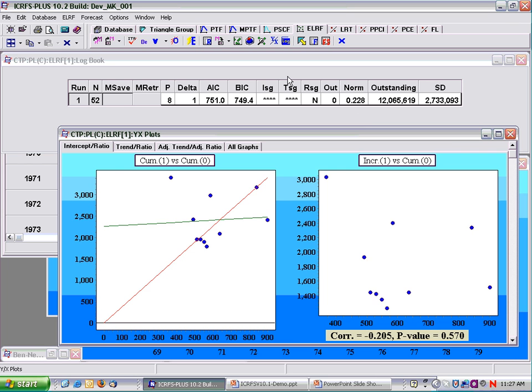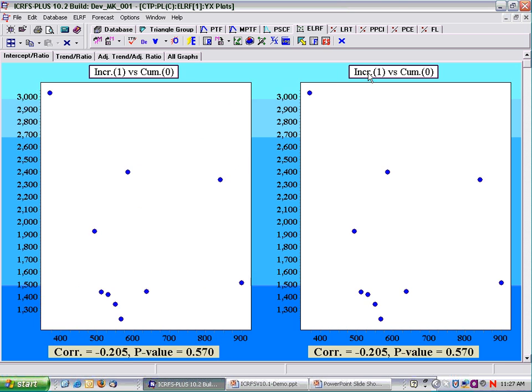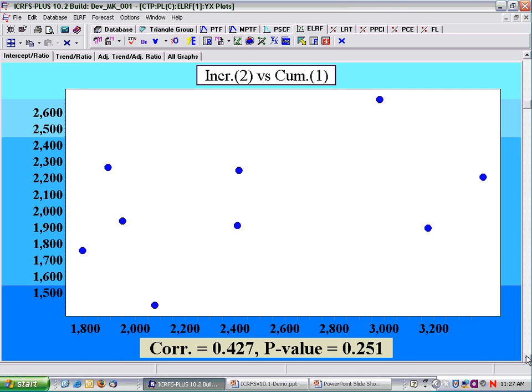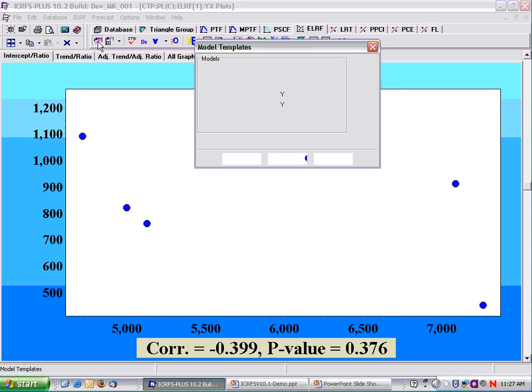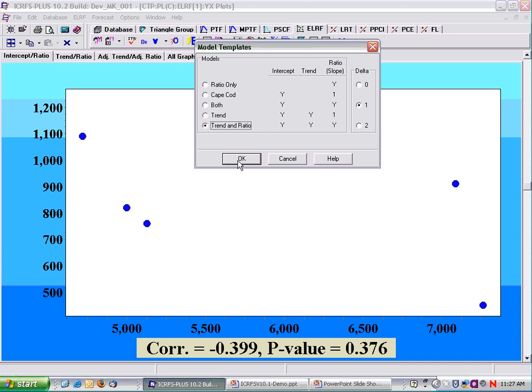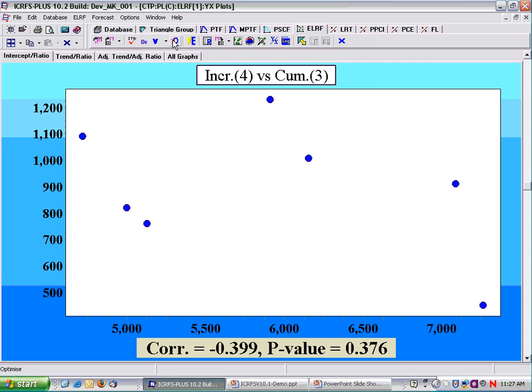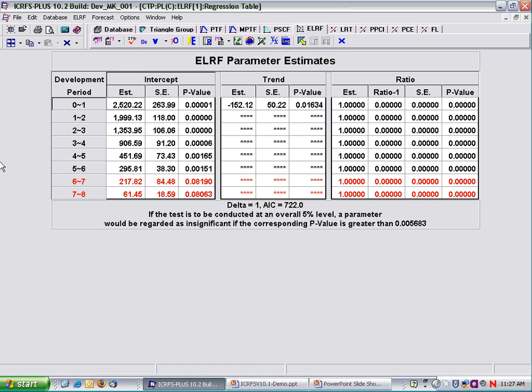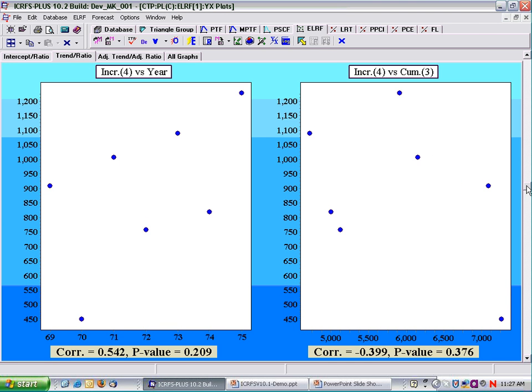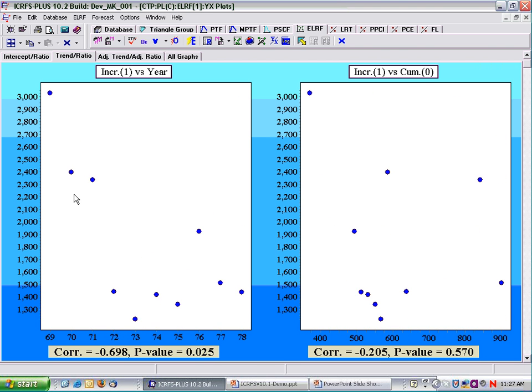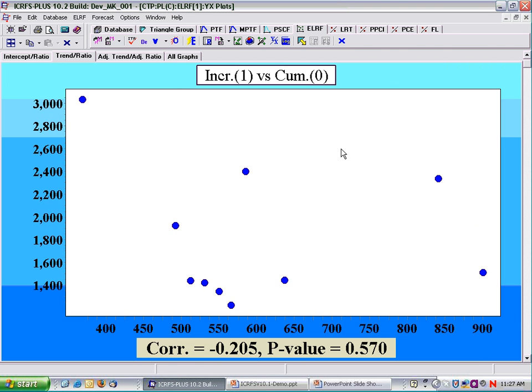If you look at the y-axis graphs, you'll see that you need an intercept, but the incrementals versus cumulatives are not correlated. So if I go to model templates, trend and ratio, and optimize twice, the best model in the extended link ratio family basically sets all the ratios to 1, or ratio minus 1 to 0. There is a trend in development year 1. Let's check that. There is a negative trend, yet the incrementals versus the cumulatives are not correlated. Now, this is the best model in the ELRF.